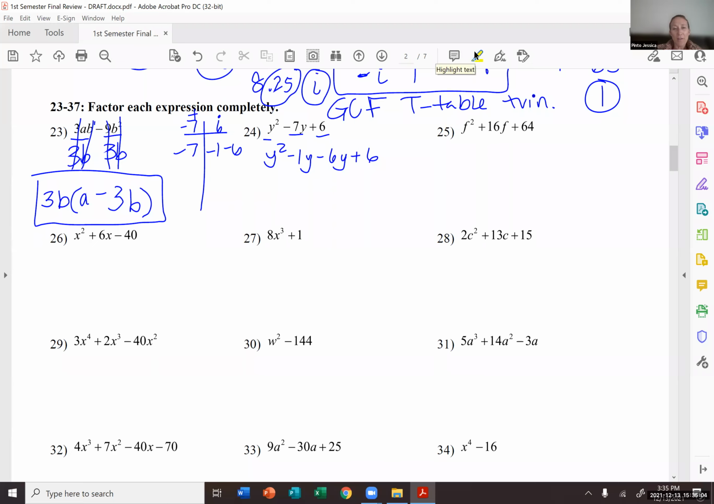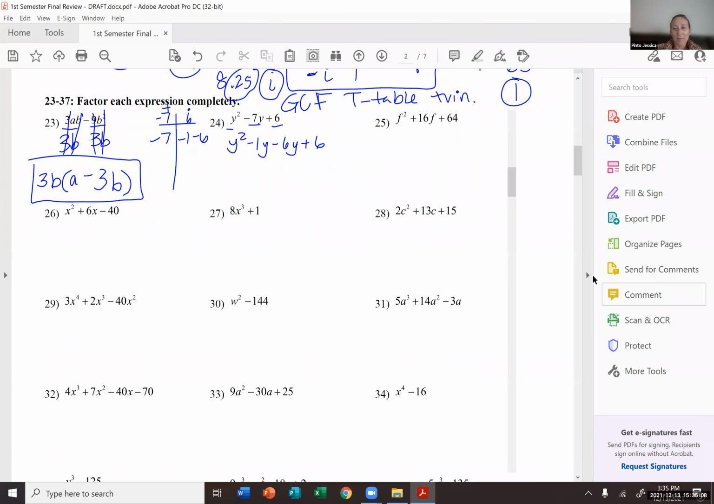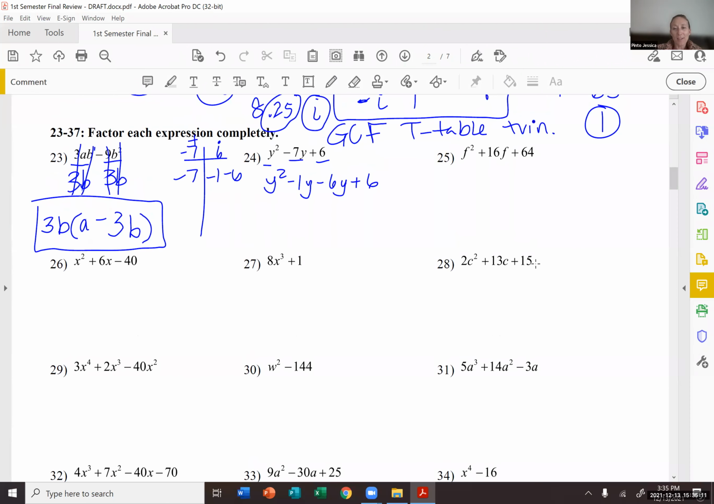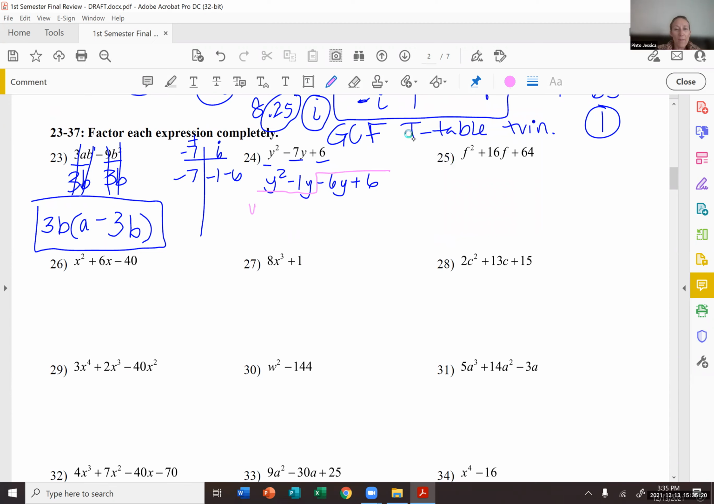Now we go in and we draw the fence. So I draw the fence, take out the GCF of y, and I have y minus 1. Take out a minus 6, and that becomes y, and change the sign to minus 1. The binomials have to match, or you've done it wrong, and we have y minus 6 times y minus 1. Beautiful.